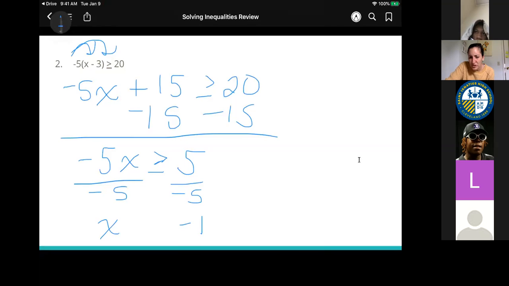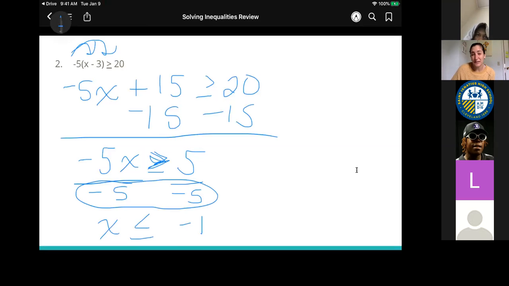Amir, what should this be instead of x is negative or equal to? I think you meant greater than or less than or equal to. Well, in this case, my original problem was greater than or equal to, and I divided by a negative. So I'm going to have less than or equal to now. When you divide both sides of the equation by a negative, you have to flip the inequality symbol.